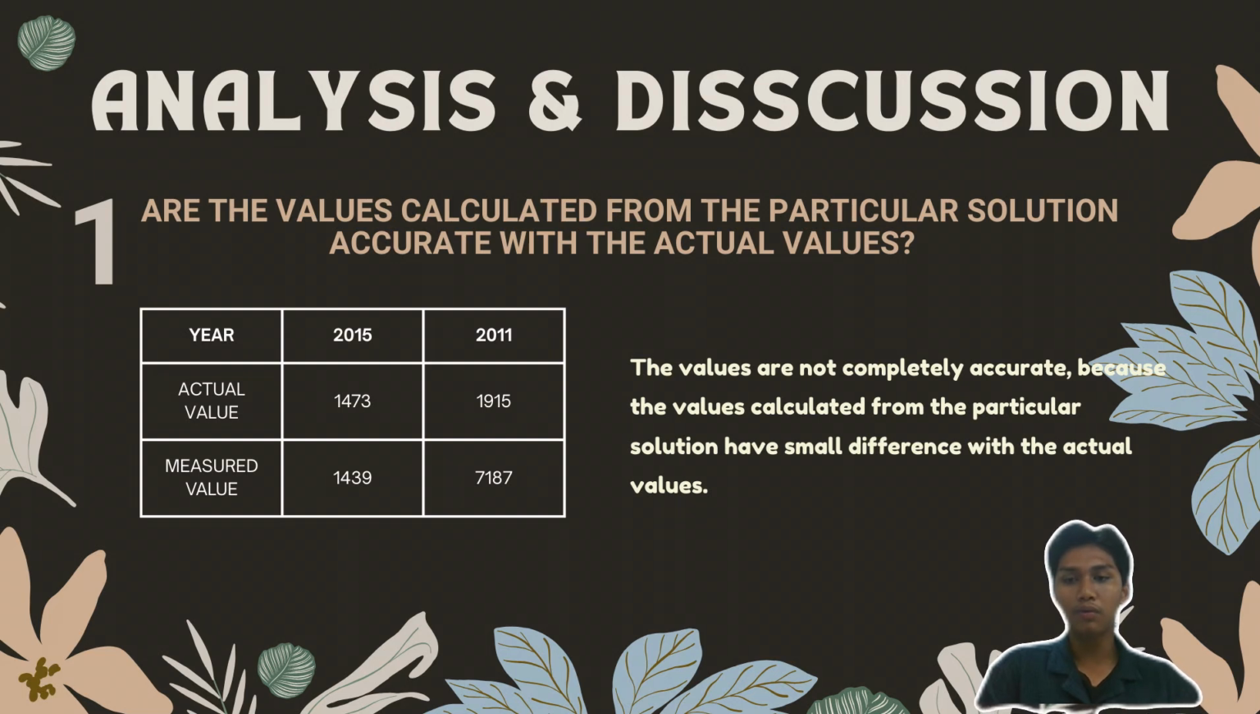The actual value for 2015 was 1,473, while the measured value that we got from the calculation using the particular solution is 1,439. This shows a slight difference. However, in the year 2011, the actual value was 1,915, while the measured value from the particular solution was 7,187. So this shows that the values are not completely accurate, because the values calculated from the particular solution differ from the actual values.